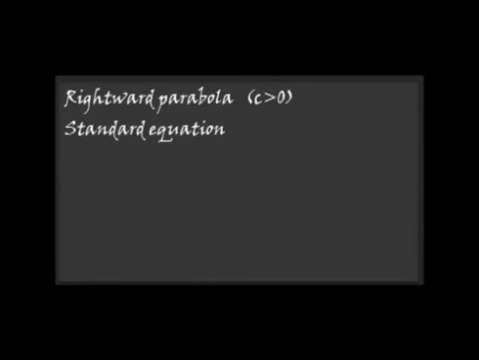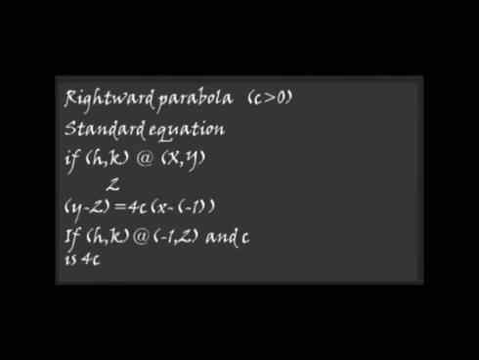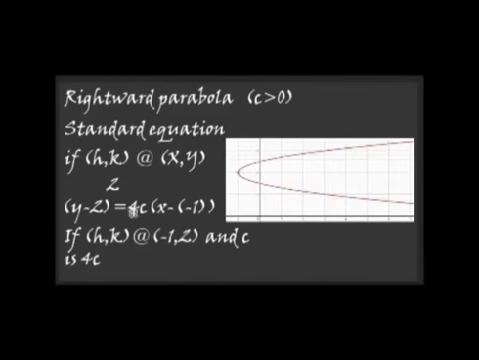Next is if h, k is at x, y. For example, if h, k is at -1, 2 and c is 4, then you just substitute the given to the equation and graph it to prove that it's correct.